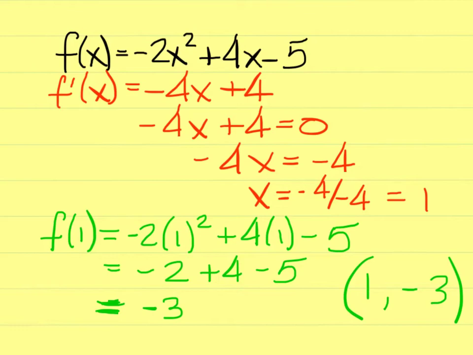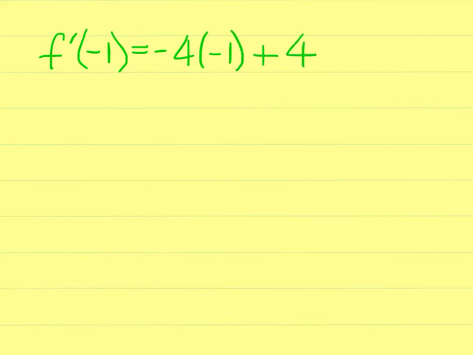Okay, next, after that, we have to determine if this is maximum or minimum. So we're going to pick values on either side of 1. I'm going to choose -1 and 3, and we'll do this on the other side. So we're choosing -1. Remember, you have to use the derivative to evaluate. So -1, that's going to be -4 times -1 plus 4. Remember, the derivative was -4x plus 4. That's what we're plugging it back into. And that would be 4 plus 4, which is 8. So that is a plus.